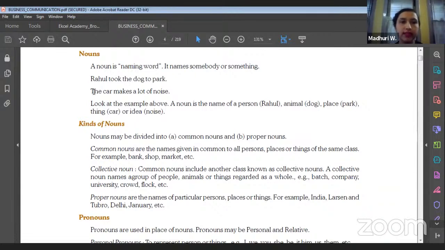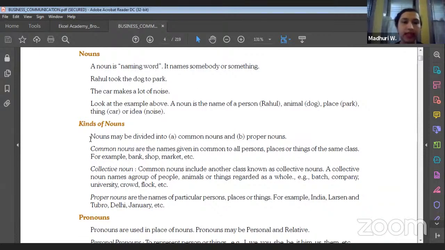In this case, the car makes a lot of noise. We see the word idea. The idea here is noise. So noise is an idea. For example, I have an idea in my mind. So there is a thing in my mind, but I hear a lot of noise around me. Again, this is a concept. So a noun basically means somebody or something.